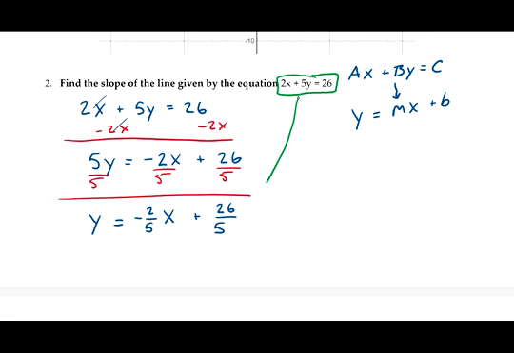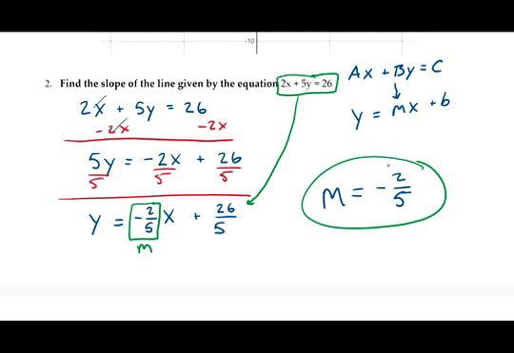Solve for y, and now we have this equation, which is just another way of saying the same thing. Just like the number 1/2 could also be written as 0.5. Fractions and decimals are two ways of saying the same thing. Okay, so that's what we've done here. And once you solve for y, the number in front of the x is the slope. So in this case, the slope is equal to negative 2/5.